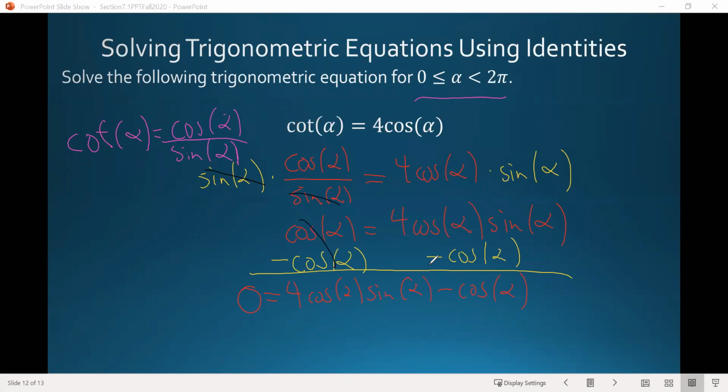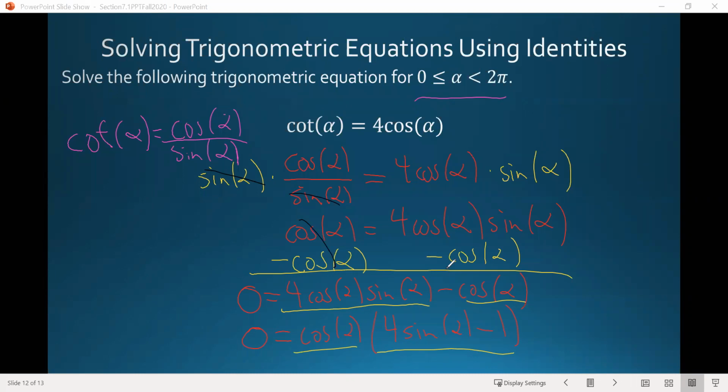which might look a little messy, but notice we have two terms here, right? This one and this one, that have something in common. And that thing they have in common is cosine. So what we can do is actually factor a cosine of alpha out of those. We'll do that, we'll end up with 4 sine of alpha minus, and when we factor the cosine of alpha out of the second term, it just becomes a 1. And now we have cosine of alpha times 4 sine alpha minus 1 equals 0.